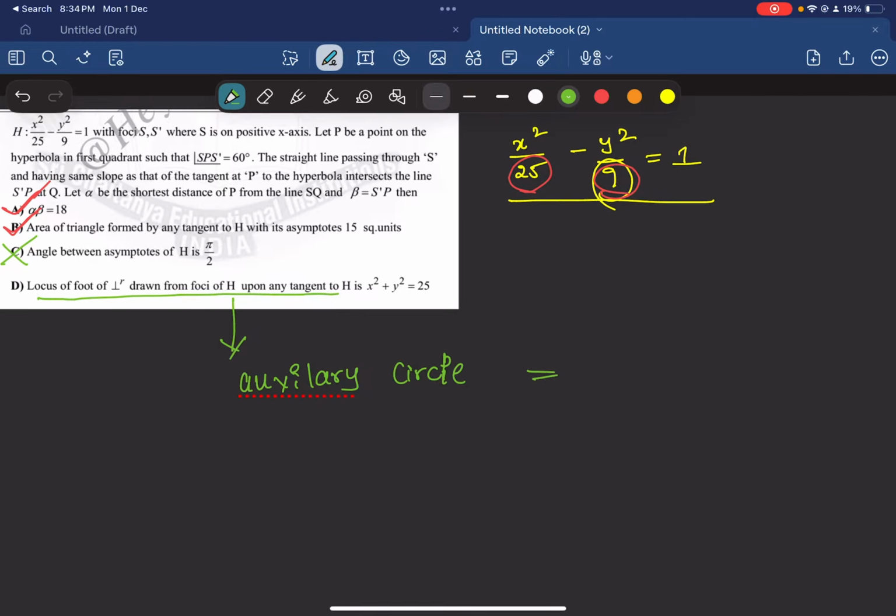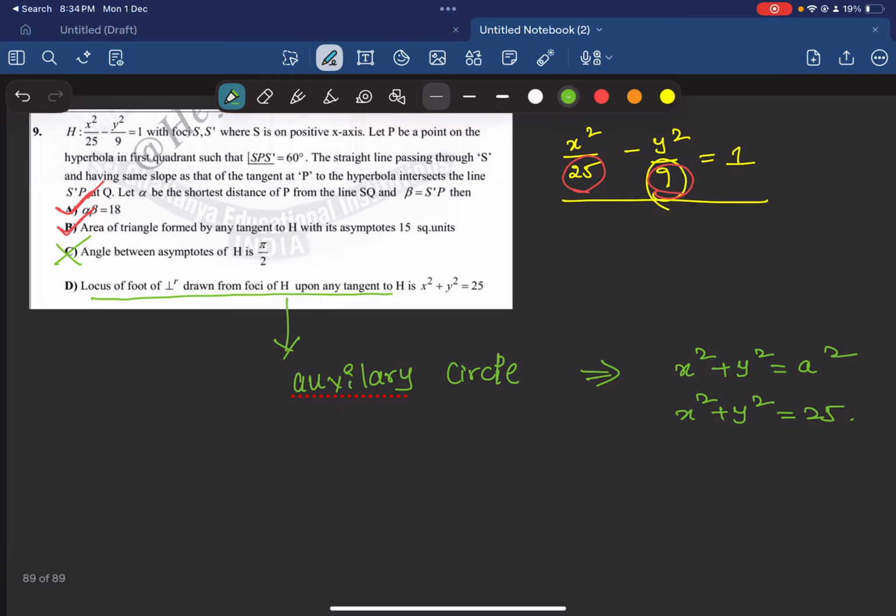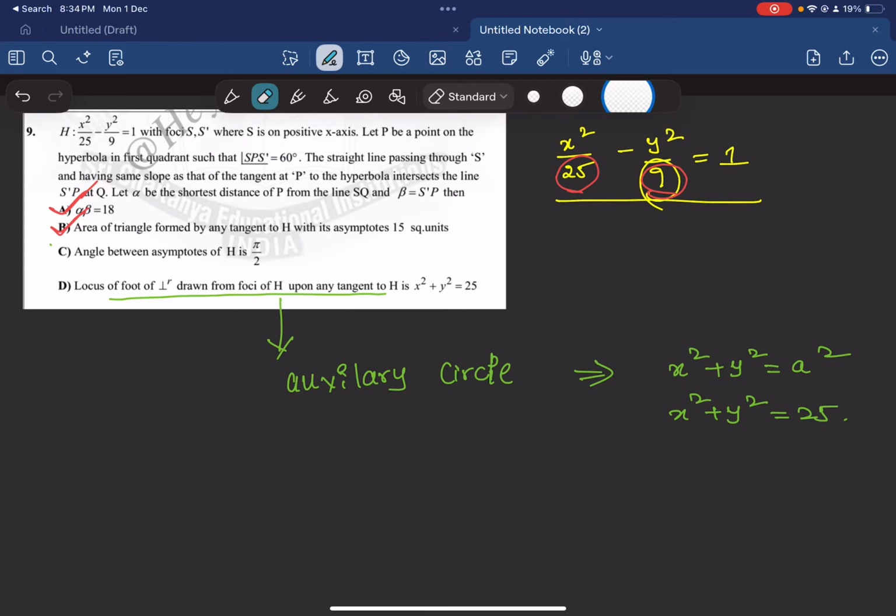And what is the equation of the auxiliary circle? That is simply x square plus y square equals a square. So therefore this is simply x square plus y square equals 25. So therefore option D is also correct. Only the third option is incorrect.